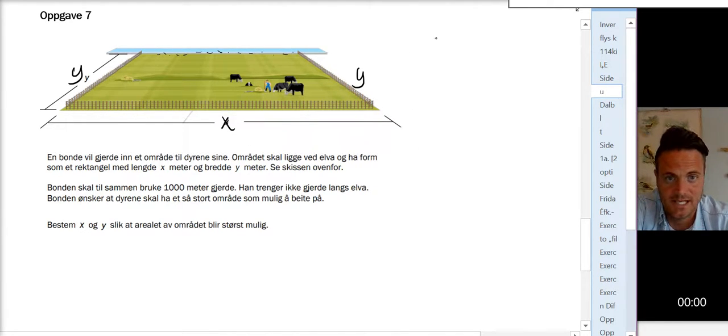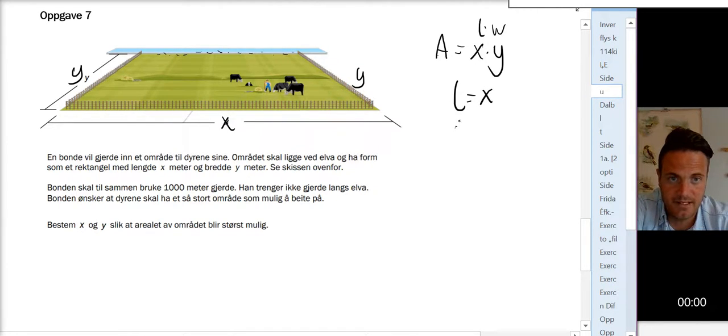And so this is an optimization exercise, and the first thing we do then is putting up the formula for the area of this thing, and this is a rectangle, so of course it's x times y, or a length times width, like this. And the length here is x, which it says in the text here, and the width here is y. But we can't use y here, so we need to change y in some way.